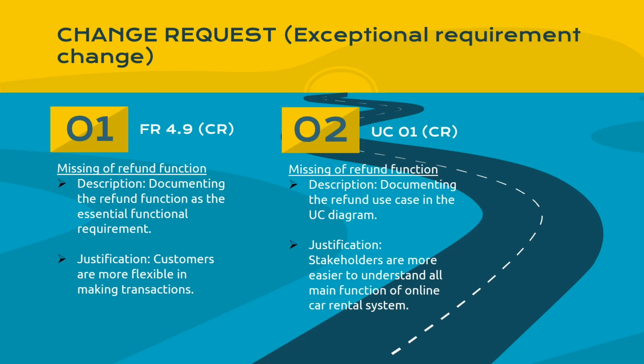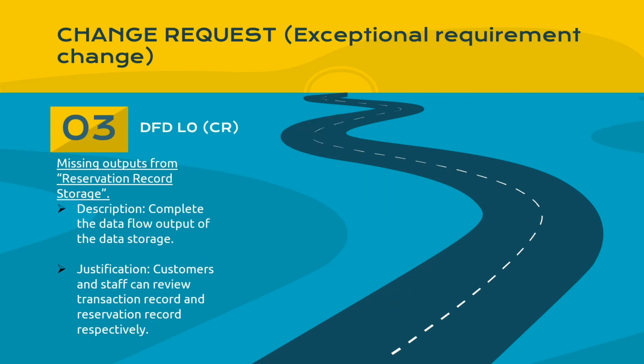Furthermore, for exceptional requirement changes, it involved functional requirement 4.9, use case, and DFT-L0. All of them are categorized as critical issues. The functional requirement and use case are missing the description of the refund function. Hence, we add this function in both the functional requirement documentation and the use case as well. Finally, in DFT-L0, it is missing the output data flow for the database named reservation record storage. Therefore, we complete the data flow output and hence customers and staff will be able to review their transaction record and reservation record.